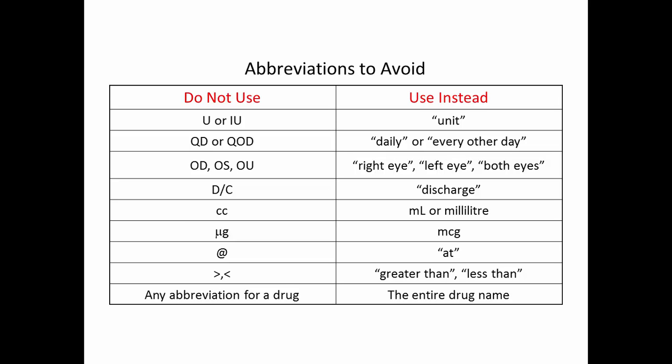So the ISMP has made a list of abbreviations that we should avoid, and we've been talking about them, and here's a list. Units and international units should be written out in full. QD or QOD, so daily or every other day, again written out. Same with right eye, left eye, both eyes. DC is discontinue, and that's okay, but if you want to write discharge, you're supposed to write that out entirely. Instead of using a unit of cc's, we should be using mils. The microgram, at, greater than, less than shouldn't be used because they can be mistaken for a number, and then any abbreviation for a drug.